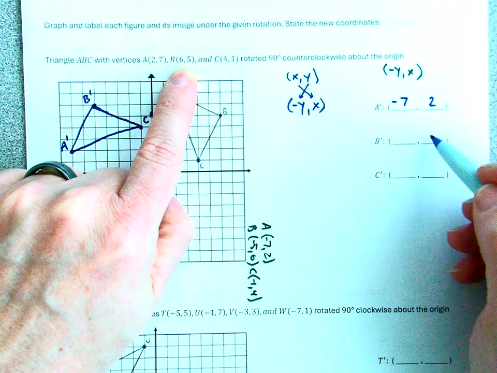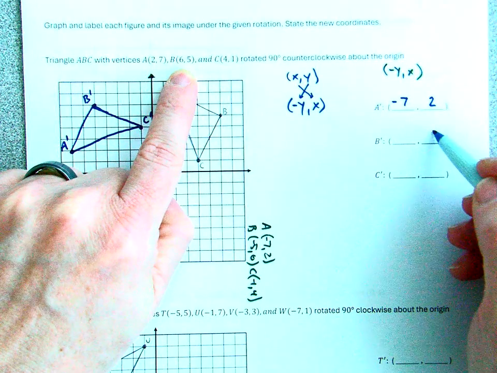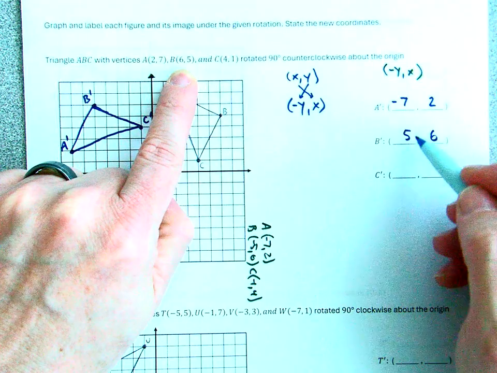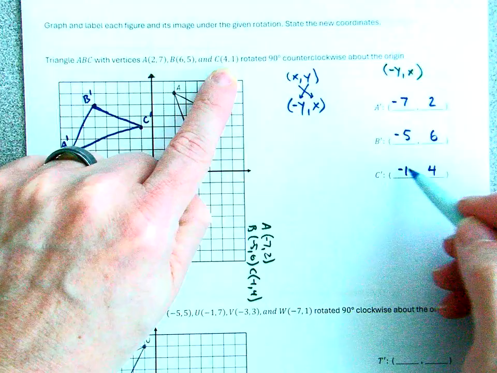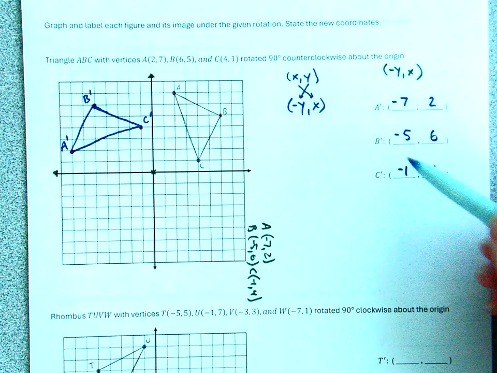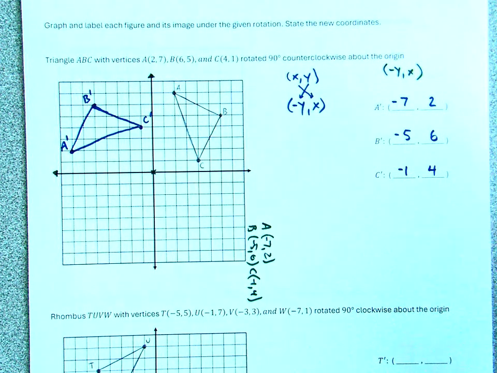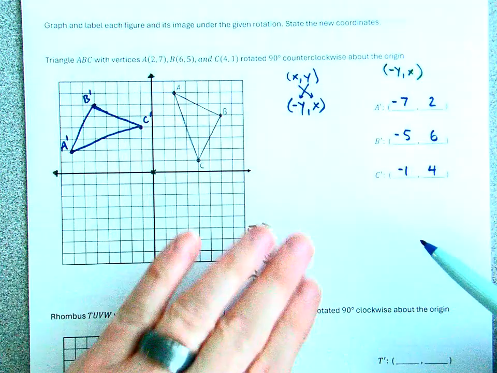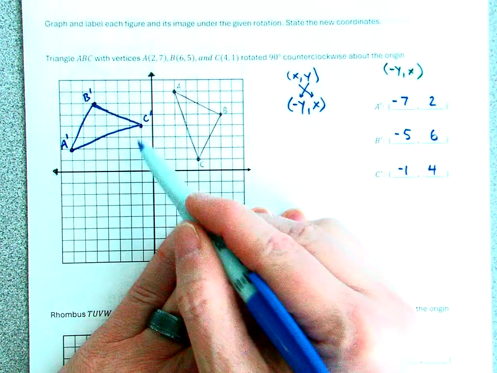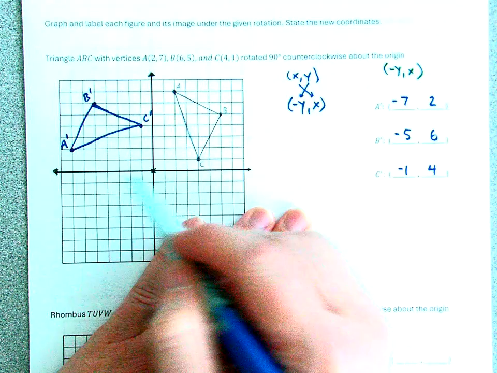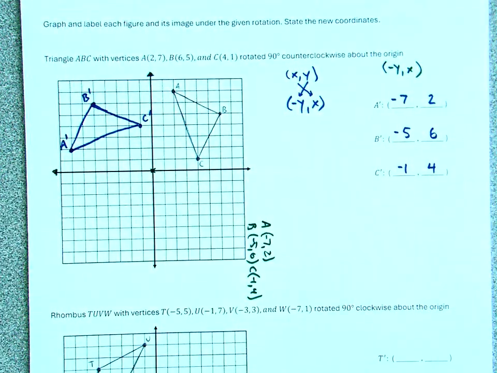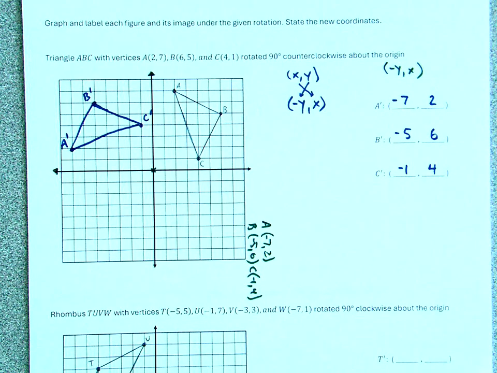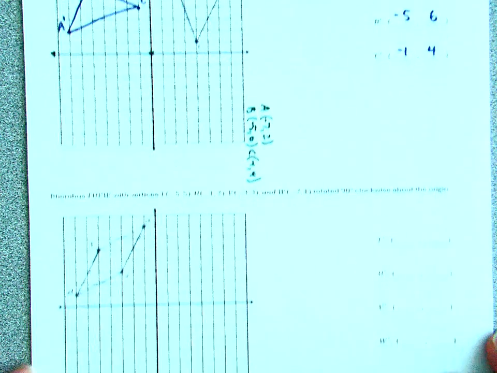So same thing here. This 6 as the X will now be my Y. The 5 will be my X, but it'll change signs. The 4 is my Y. The 1 is my X, but the Y is going to change signs here. And then I could check these, right? I mean, just visually, negative 1, 4, that's my C. Negative 5, 6. Negative 7, 2. So yeah, this change in my X, Y ordered pairs lands it right on top of the figure that I had rotated. Right?